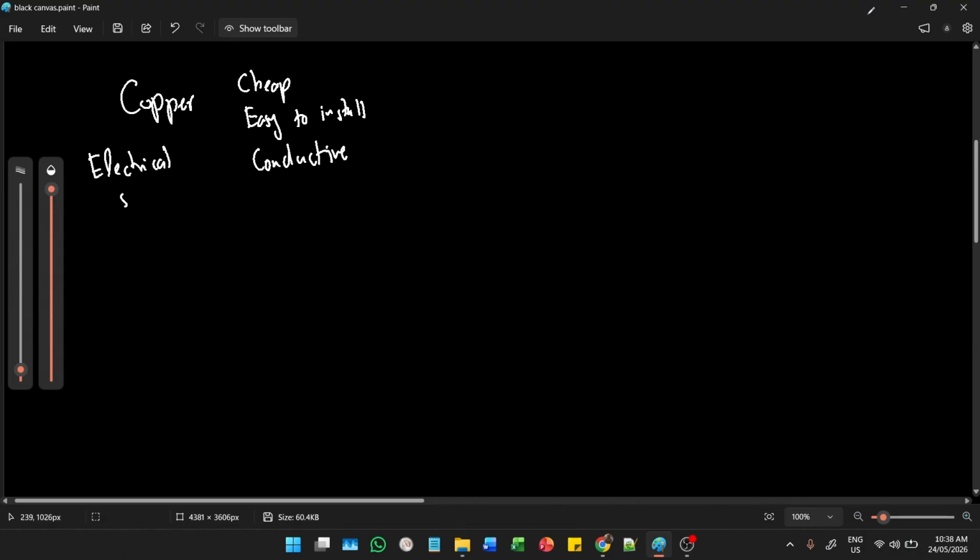So the MVP when it comes to most guided media is copper. Why copper, you ask? Well, it is cheap, it is easy to install, and it is highly conductive. Since most of the guided media uses electrical signals as its signals, copper is a really good wire or cable type that can be used in all of them. So let's talk about UTP, which uses copper, STP, which also uses copper, and coaxial.